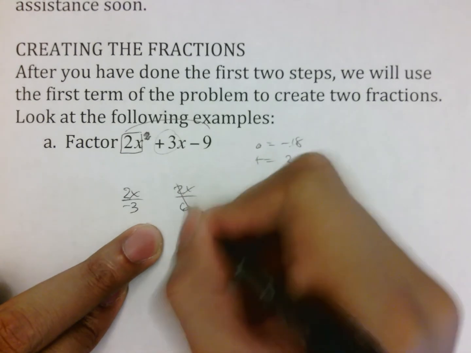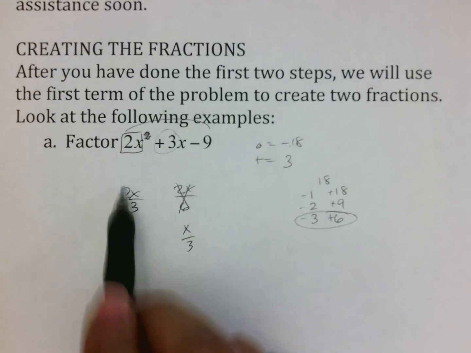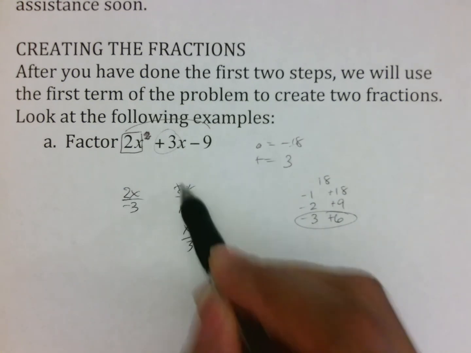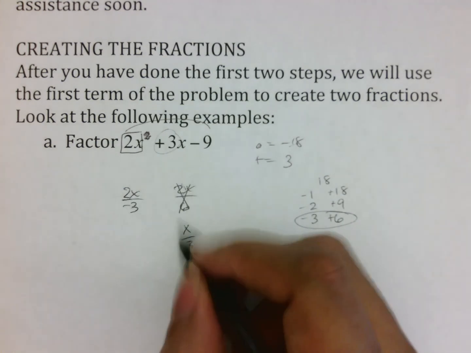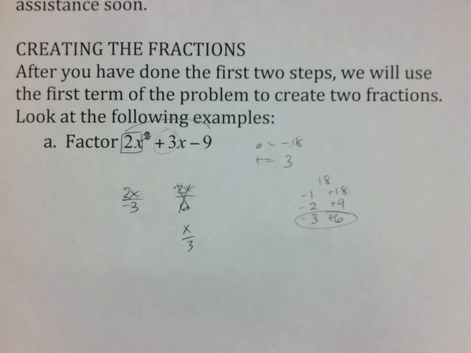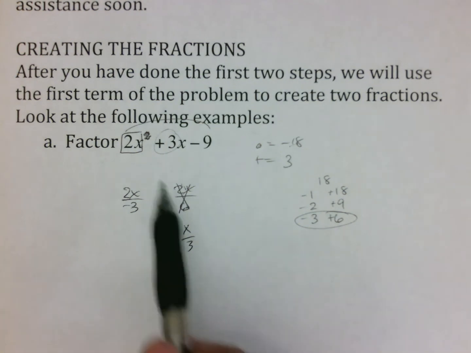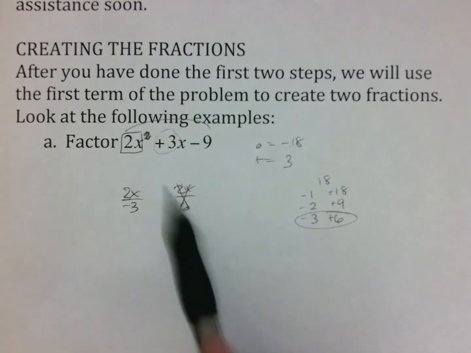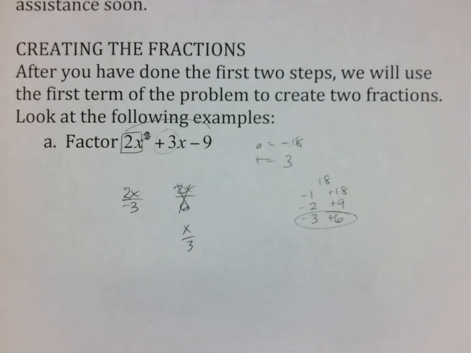Again, 1x over 3, which I don't need the 1, and so you end up with 2x over negative 3 is one fraction, and this again turned into 1/3, so you end up with 1x over 3, or just x over 3. That's all you have to do when you create the fractions. You take the first term, ignoring the squared, put it into fractions over the numbers, and then reduce both fractions as far as you can.